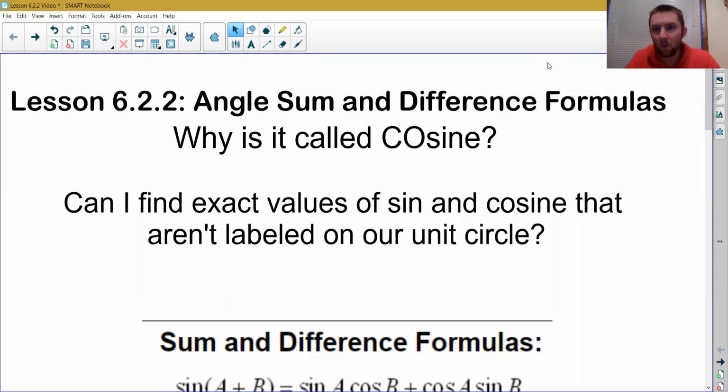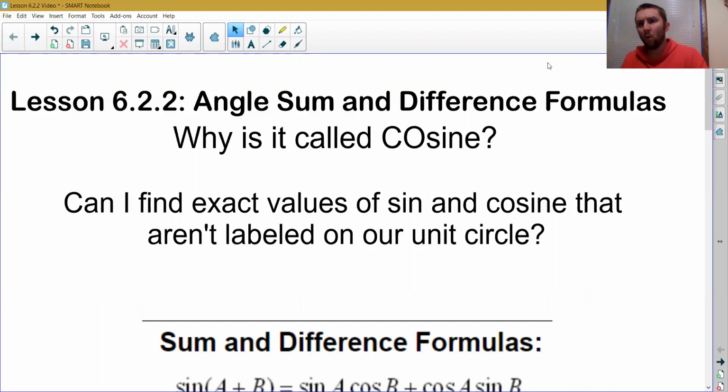In this video, we're going to investigate the sine and cosine functions a little bit more, and talk about some formulas that will allow us to do more with them, to find more exact values of sine and cosine, and also talk about why it's actually called cosine, right? We have sine and then we have the cosine. So the question is, why is that? We will answer that question today in this video.